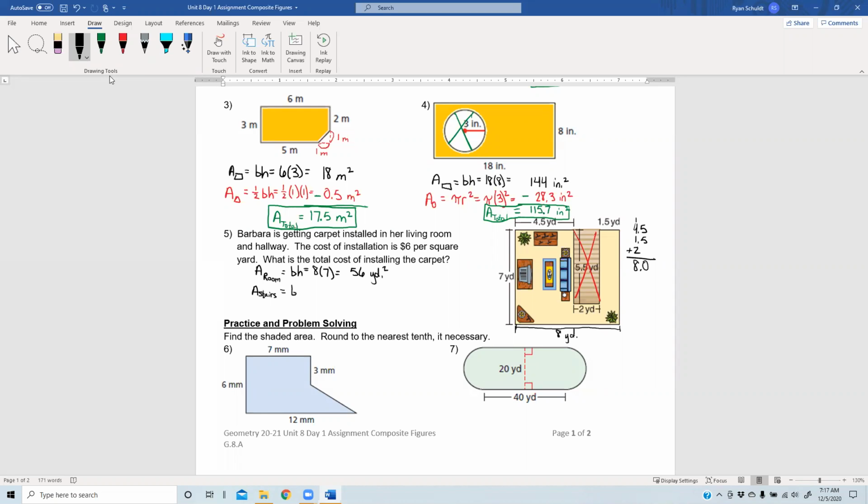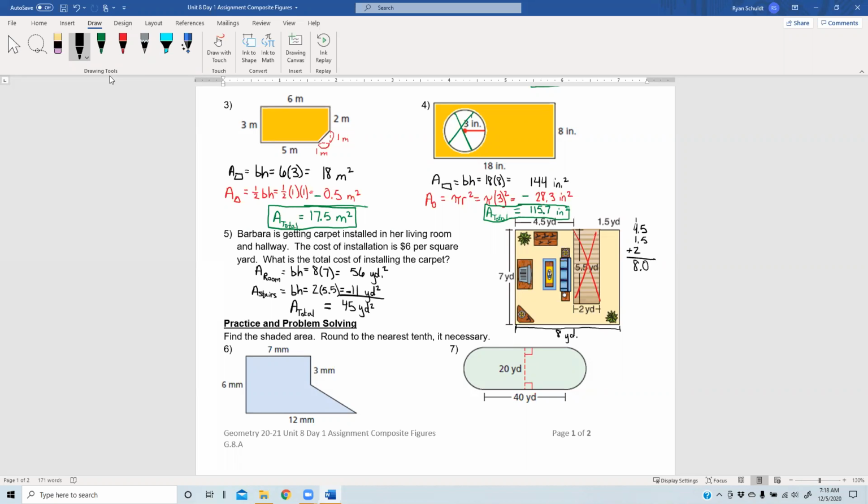Well, it's also in the shape of a rectangle, which is base times height. So we're gonna have 2 times 5.5, which is 11 yards squared. And she does not want carpet there. So we're going to have to do 56 minus 11 to get the total area, which would be 45 yards squared.